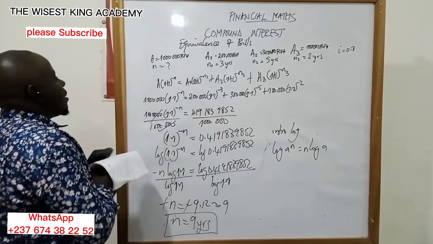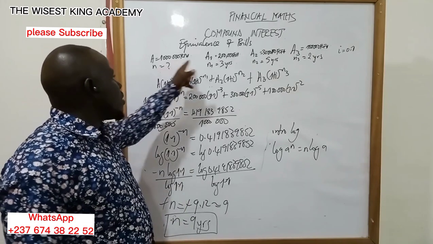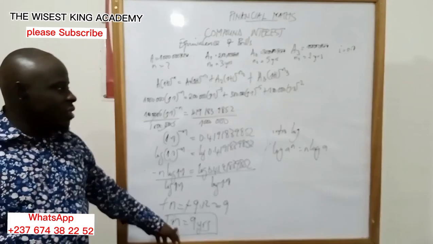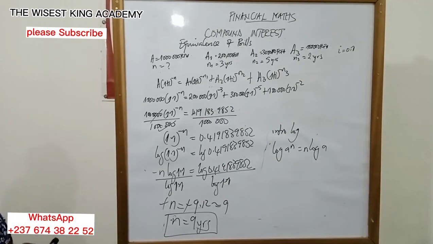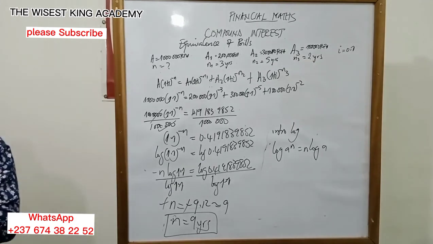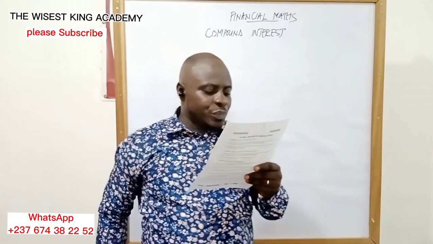So it means that the 1 million to replace these bills will be paid after 9 years. So that is it. And now we are going to pick up some application exercises. Example number 1, legacy.